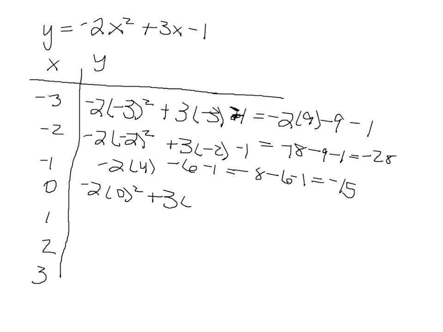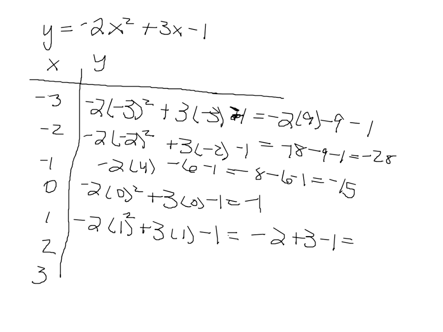-2 times 0 squared plus 3 times 0 -1 is going to give us -1. 0 squared is 0, and then -2 times 0 is 0. 3 times 0 is 0, leaving us -1. -2 times 1 squared plus 3 times 1 minus 1, so that gives us minus 2 plus 3 minus 1, 0. All right, I don't think we're going to do 3 here. Let's stop after this one.